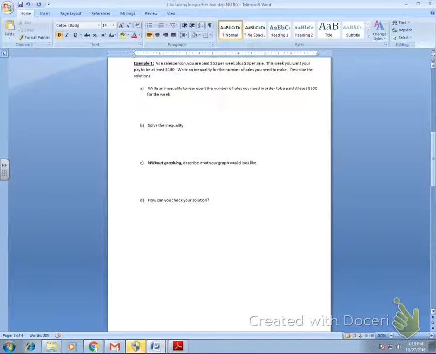Alright, so let's look at our first example. It says, as a salesperson, you are paid $52 per week plus $3 per sale. This week, you want your paycheck to be at least $100. Write an inequality for the number of sales that you need to make. Describe the solutions. Part A says write an inequality to represent the number of sales you need in order to be paid at least $100 for this week.